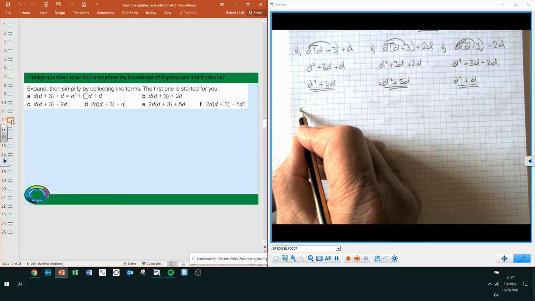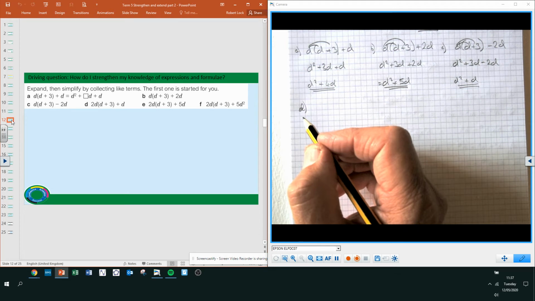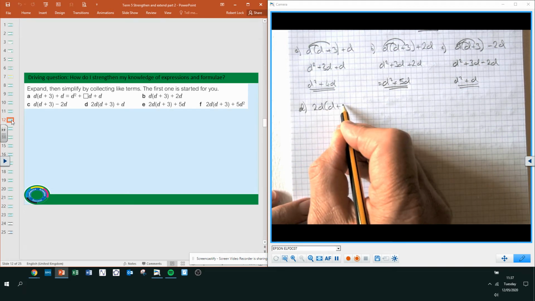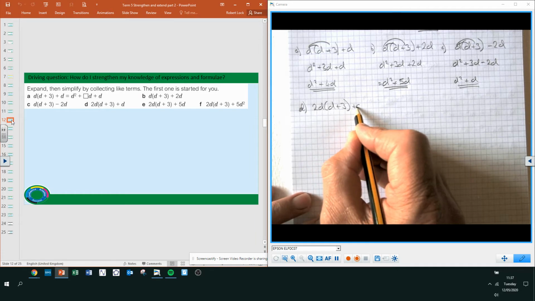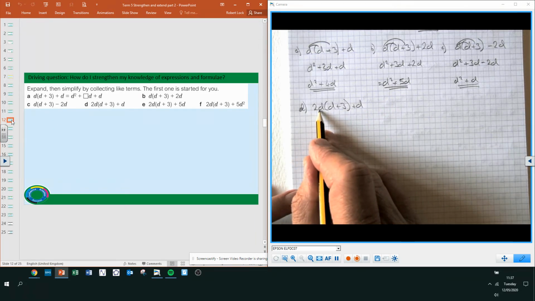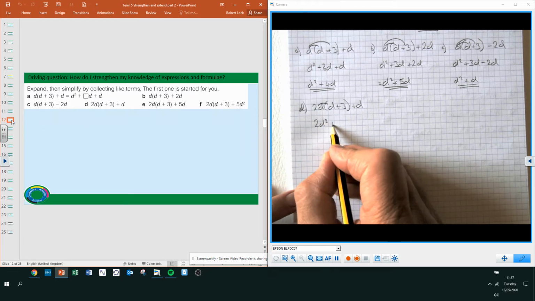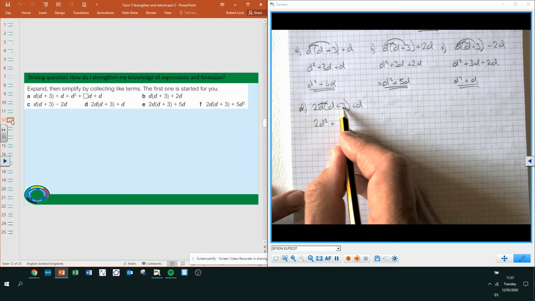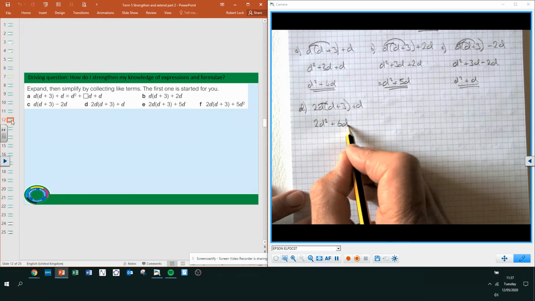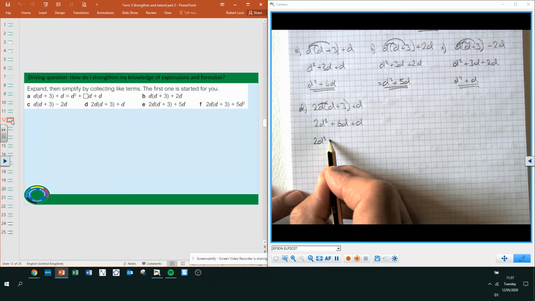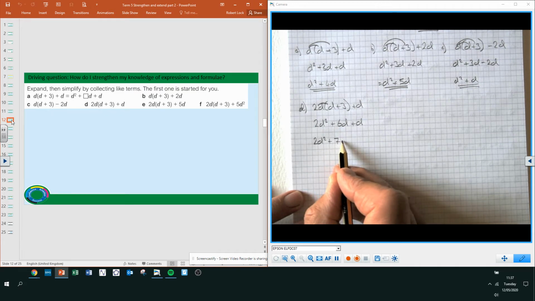D. 2d bracket d plus 3 bracket plus d. 2d times d is 2d squared, plus 2 times 3 is 6d, plus d. So 2d squared, plus 6 plus 1 makes 7d.